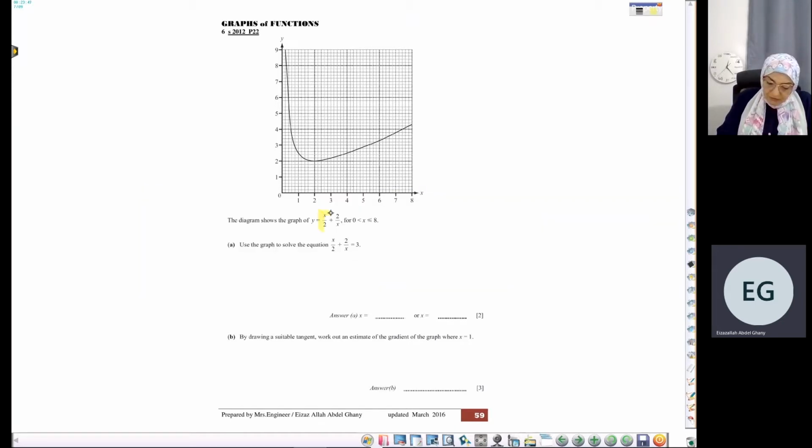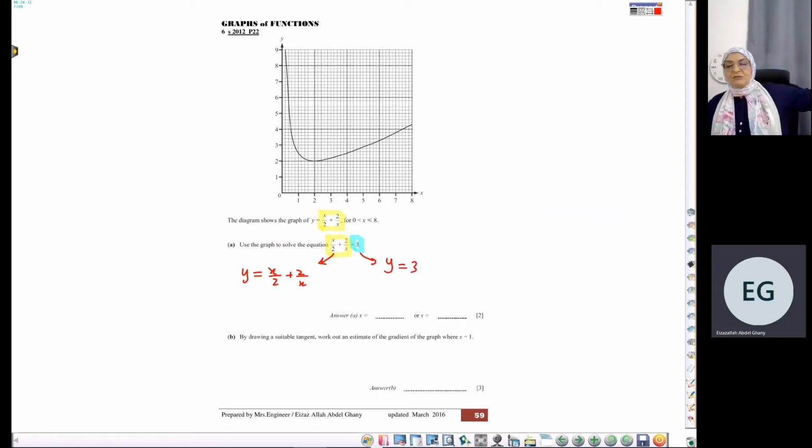Now we need to concentrate. This yellow box is the same, but there is something added to it, equal to 3. It means this is a function which is y equals x over 2 plus 2 over x, already drawn. And this is a function which is y equals 3, stretch your left arm, cuts the y-axis at 3. Say y equals 3, cuts the y-axis at 3.